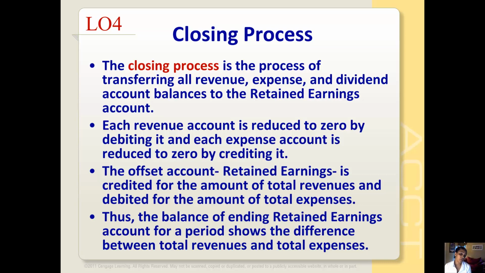So the revenue accounts are reduced to zero by debiting them, and each expense account is reduced to zero by crediting them, because remember, the normal balance for a revenue account is a credit, normal balance for an expense account is a debit, so we make the opposite entry in order to zero them out or close them out. And so the offset account is going to be retained earnings.